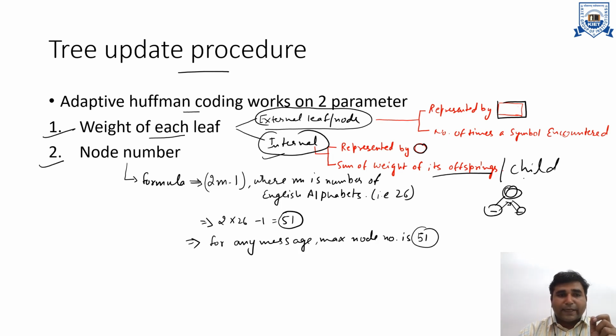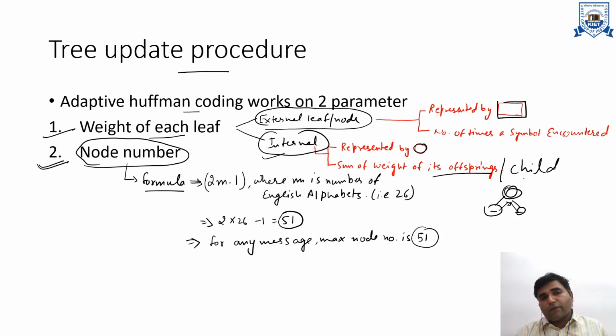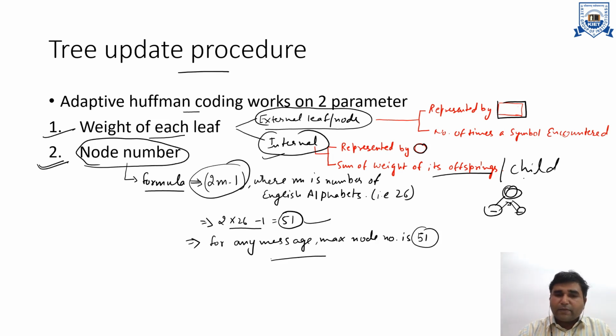The second parameter is the node number. The node number uses the formula 2m minus 1, where m is the number of English alphabet letters, that is 26. Calculating 2 into 26 minus 1 gives 51. So for any message, the maximum node number is 51. Suppose we have a tree like this. The node numbers start from the root node, that is 51, then 50, 49, 48, and so on, from top to downward.